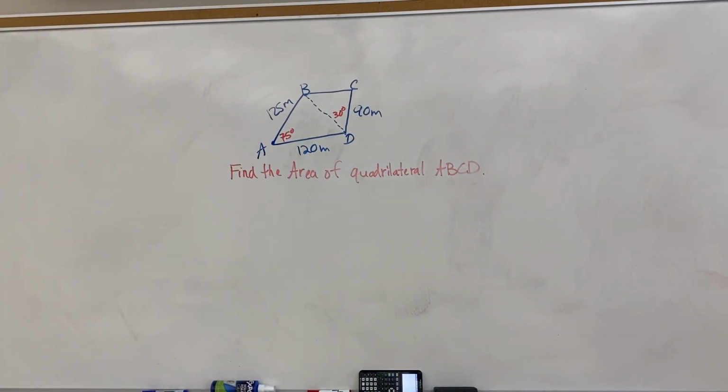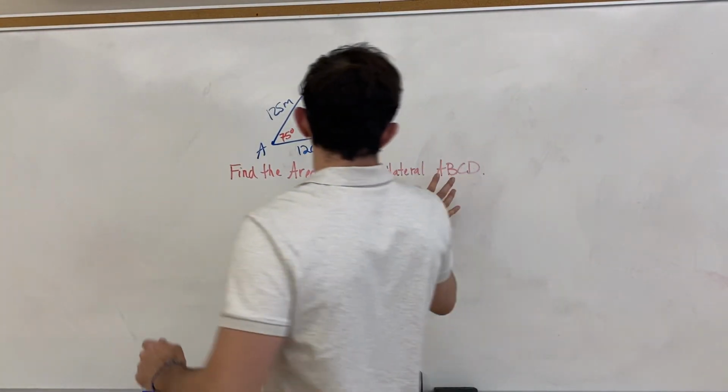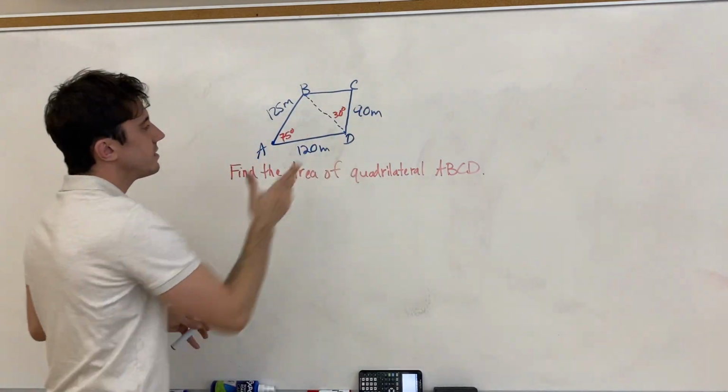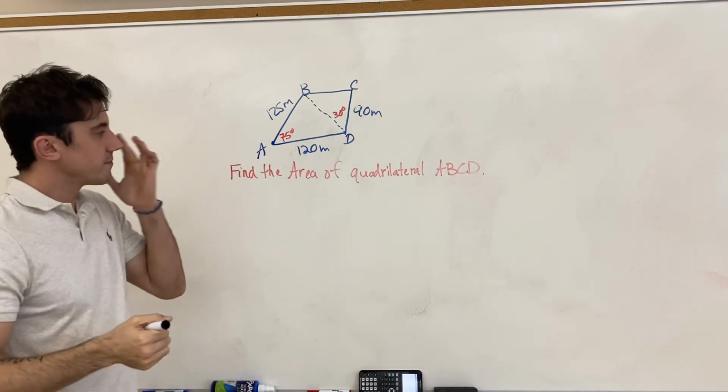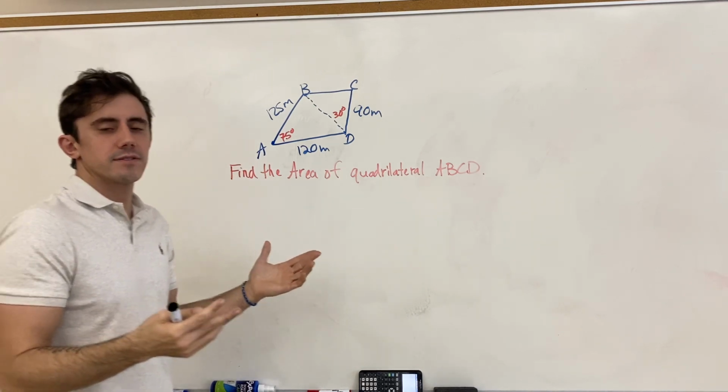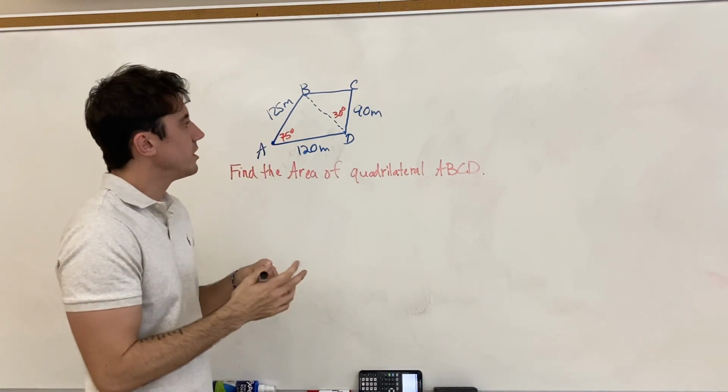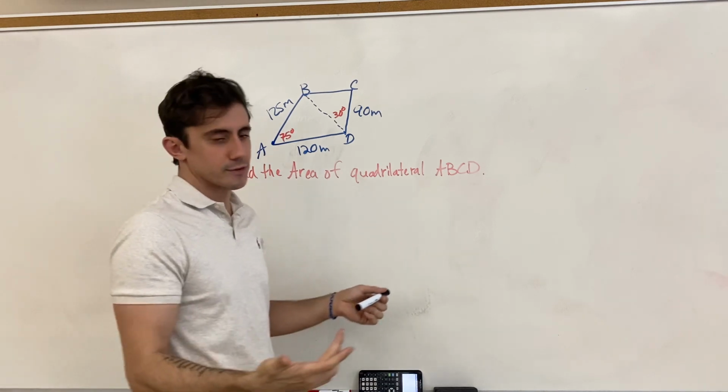Good afternoon, everyone. Today we're going to find the area of a quadrilateral ABCD with the information given in this diagram. First of all, we can notice that we don't have any right angle triangles, so we know we're probably going to have to rely on non-right angle trigonometry.